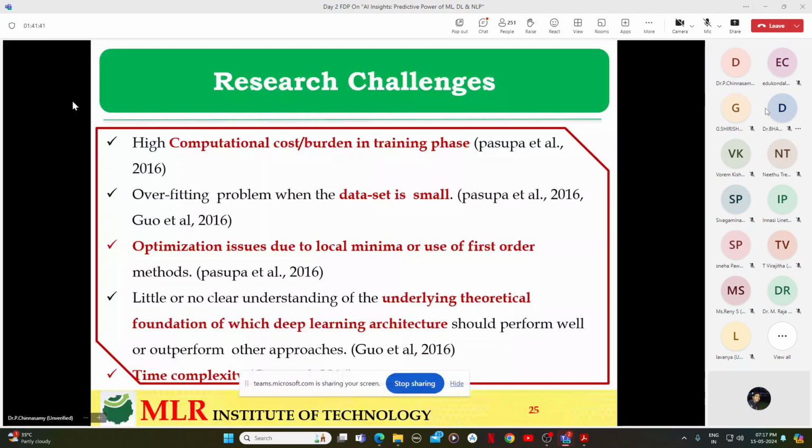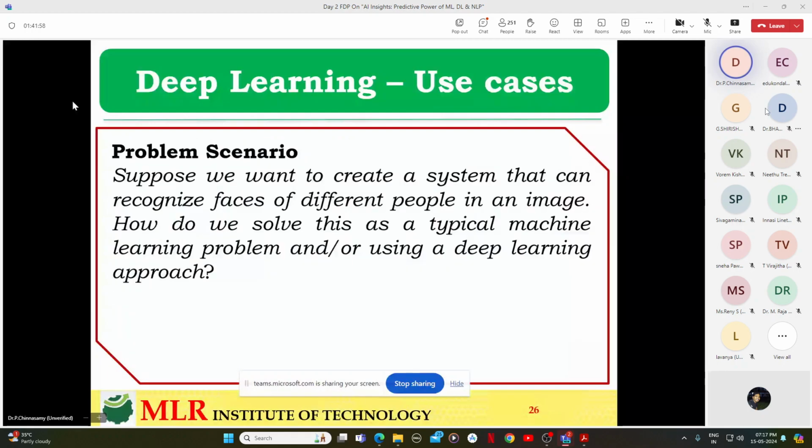We should analyze whatever model is developed for ML or DL. We should analyze it over time, right? Now we will have one small use case. I'm giving one small task.